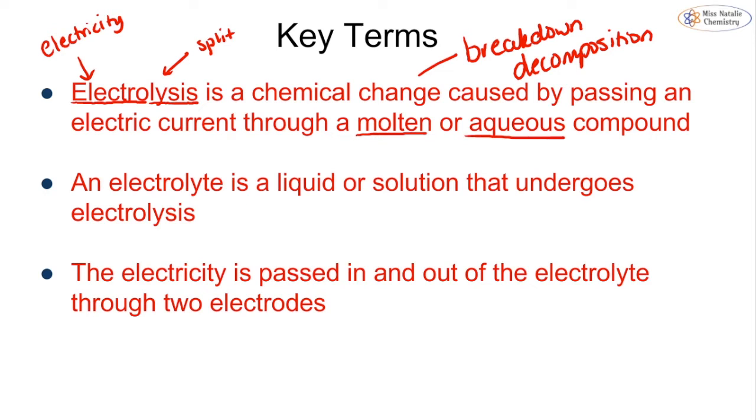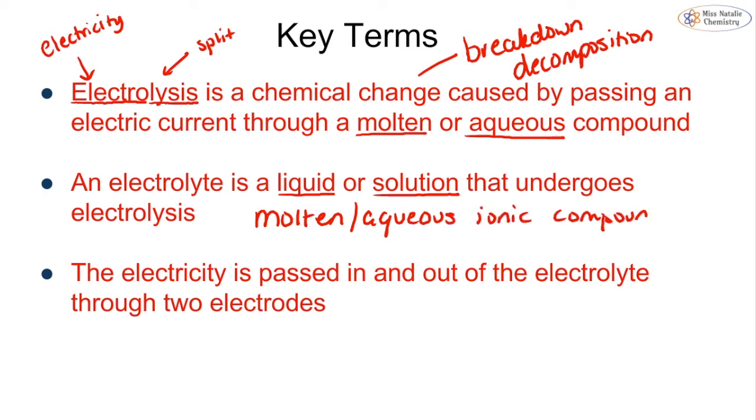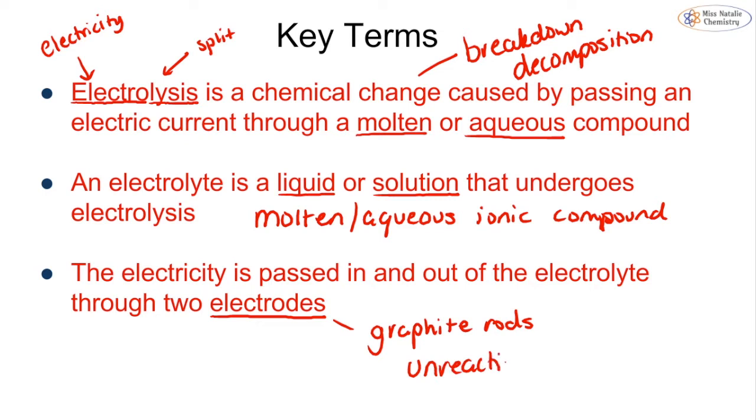We then use the term electrolyte, which is the liquid or the solution that undergoes the electrolysis. So this is your molten or your aqueous ionic compound. That's what we call the electrolyte. And the electricity is passed in and out of the electrolyte using electrodes. And these are just graphite rods, which are unreactive, but they can conduct electricity. That's the most important part.